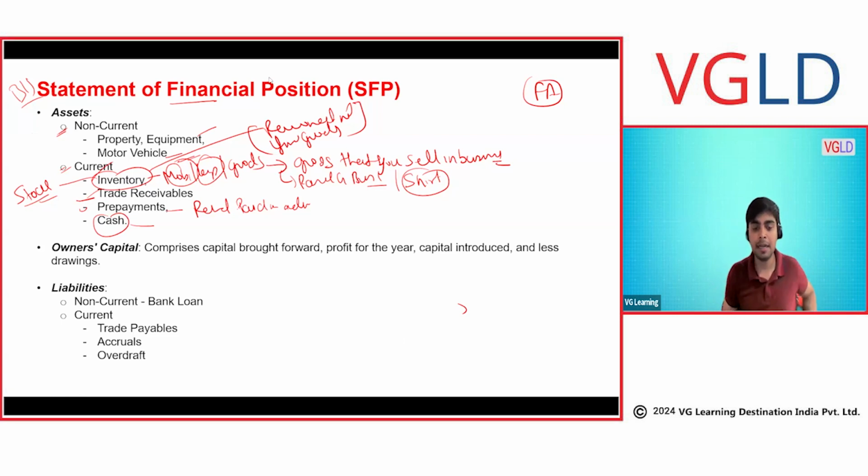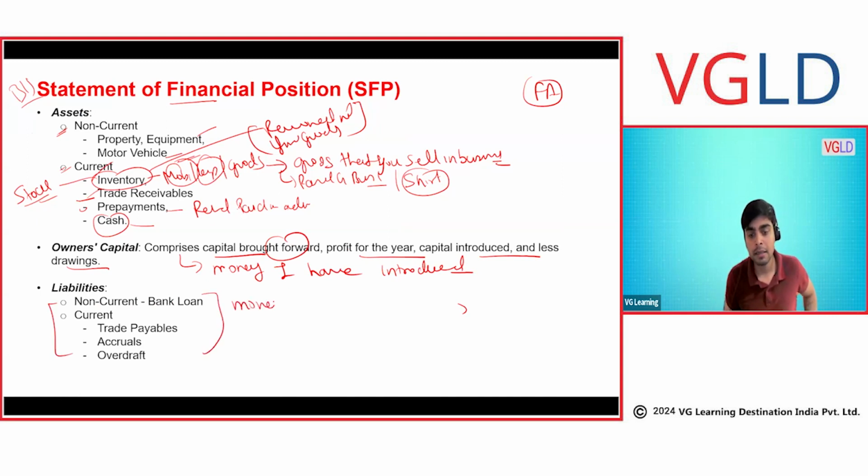What is owner's capital? Again, it comprises the capital brought forward, profit for the year, capital introduced, and less drawing. What it basically means is the money I have introduced. Okay. Liability is money I have borrowed from others.